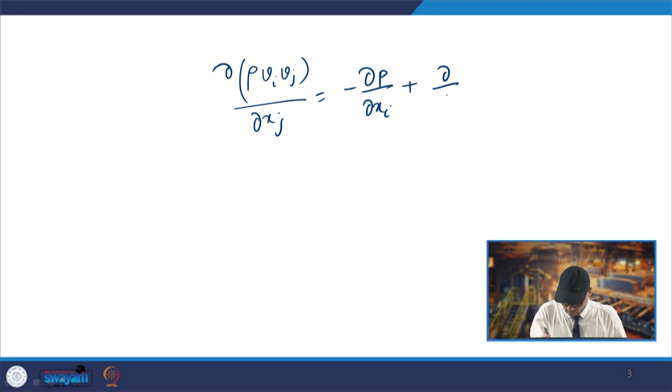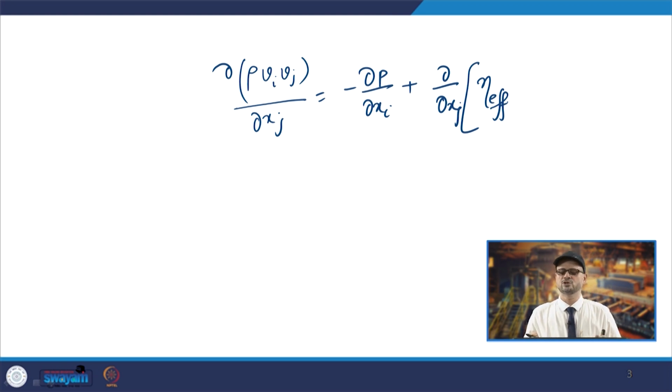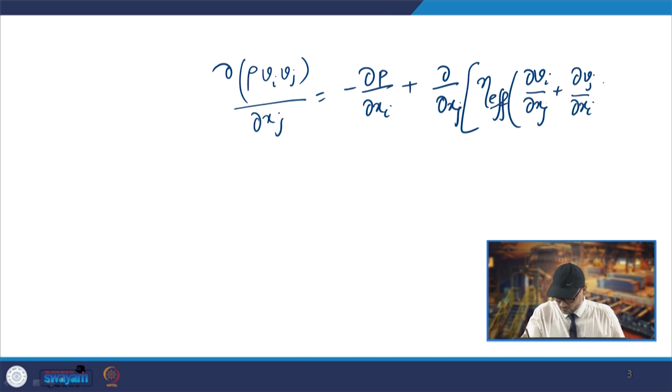So, that it will be your dou by dou xj, and then if you talk about the turbulent flow situation, in that case you will have the effective viscosity coming to picture in place of the molecular viscosity, and then you have the term, that is dou Vi by dou xj plus dou Vj upon dou xi. So, that is how your momentum balance equation for the turbulent flow looks like.